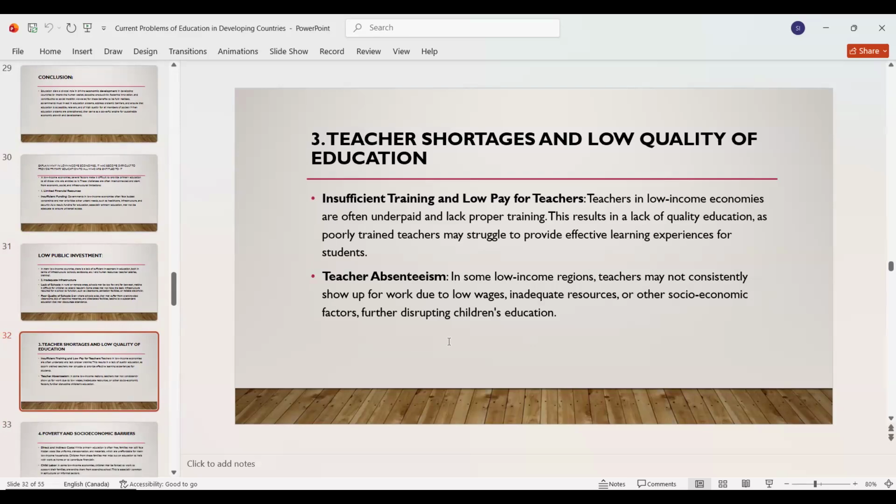And the third one, teacher shortages and low quality of education. So recently, the Prime Minister announced that 23,000 teachers are going to be recruited, right? And we have to think, the pension is there, right? So by 60, a group of teachers are leaving, right? So the new teachers have to be recruited to fulfill that gap, right? So now 23,000 teachers are going to be appointed.